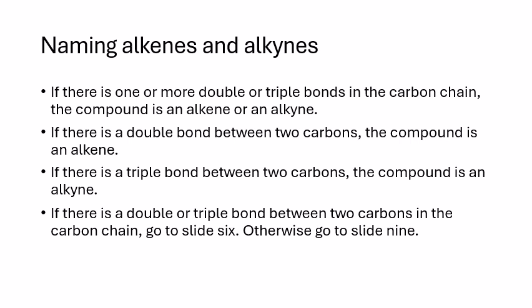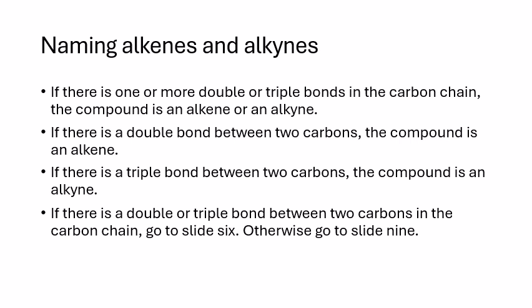Naming alkenes and alkynes. If there is one or more double or triple bond in the carbon chain, the compound is an alkene with an E or an alkyne with a Y. If there is a double bond between 2 carbon atoms, the compound is an alkene. If there is a triple bond between 2 carbon atoms, the compound is an alkyne, the Y.